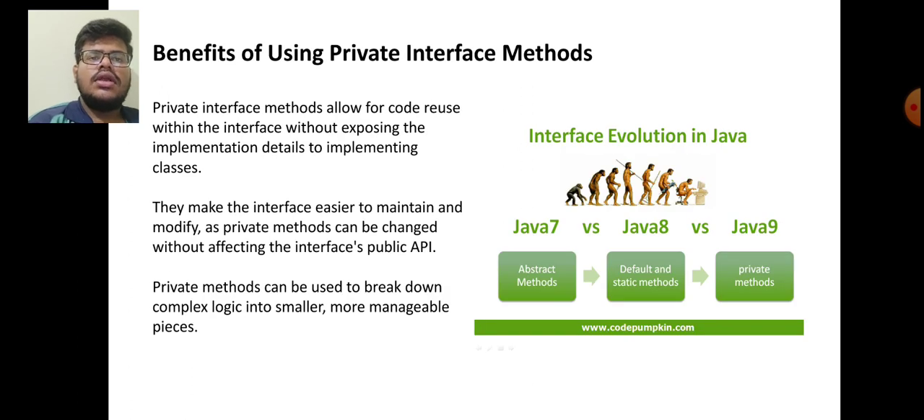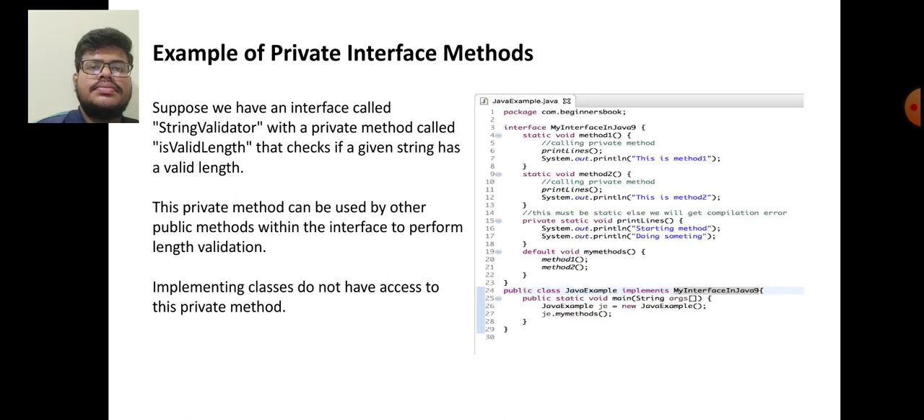Benefits of using private interface methods. Private interface methods allow for code reuse within the interface without exposing the implementation details to implementing classes. They make the interface easier to maintain. Private methods can be modified without affecting the interface's public API. Private methods can be used to break down complex logic into smaller, more manageable pieces.